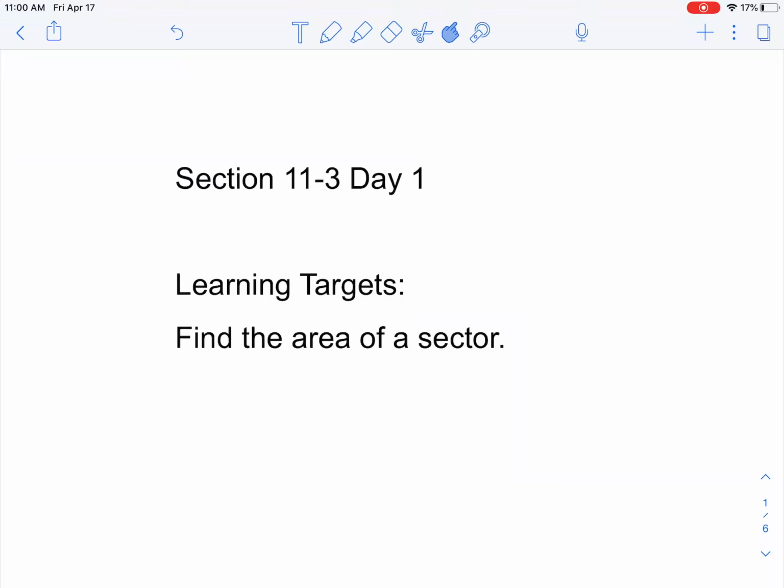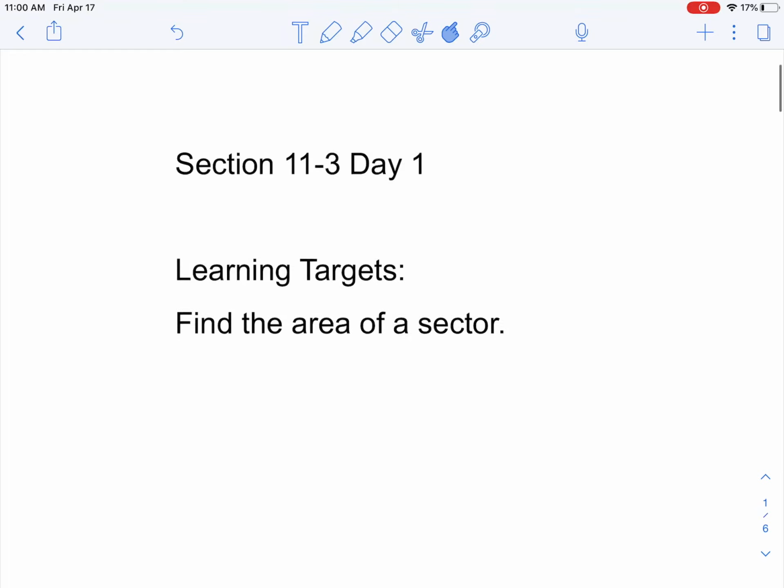Today we will be going over section 11.3, day 1. Our learning target is to find the area of a sector.